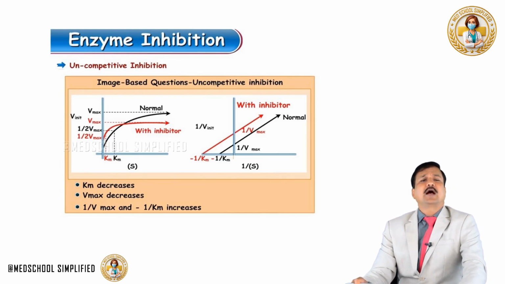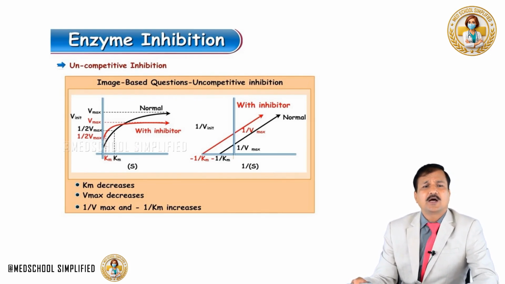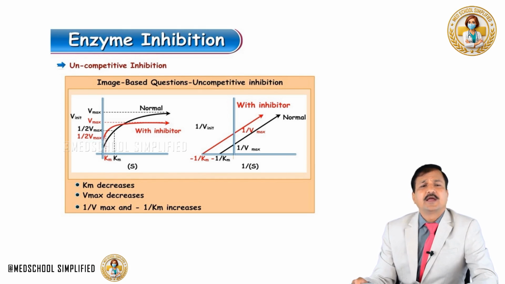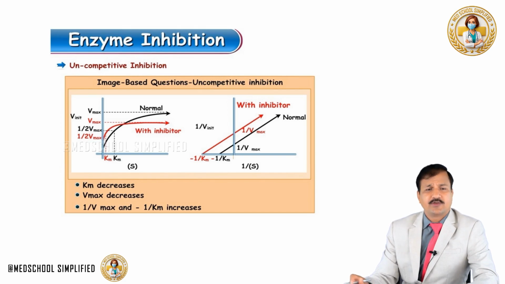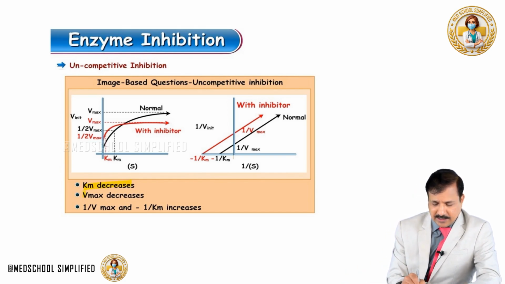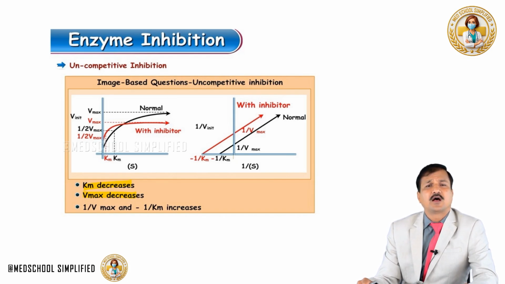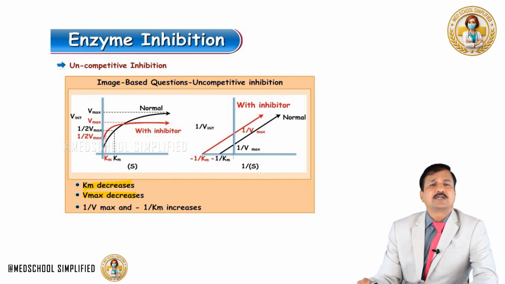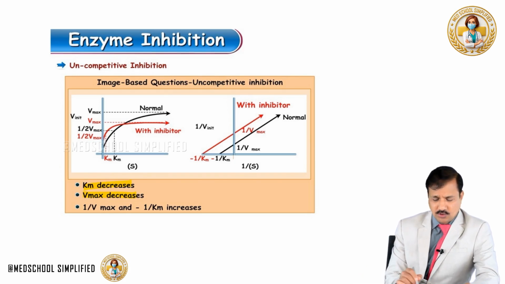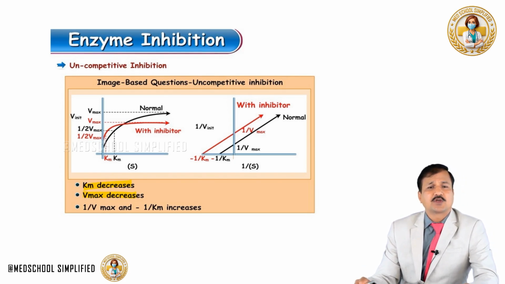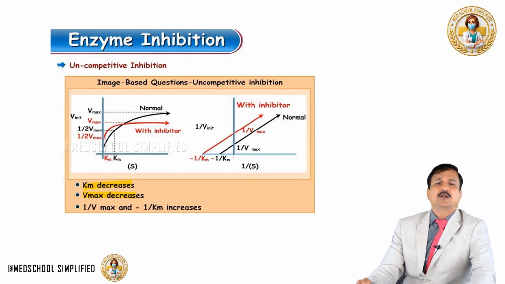Now let's move on to uncompetitive inhibition. Uncompetitive inhibition, as you see here, is going to decrease the Km and also decrease the Vmax, as you see in the Michaelis-Menten plot and also the Lineweaver-Burk plot. In both plots, you can see that in the presence of uncompetitive inhibition, there is a decrease in the Vmax and also a decrease in the Km. So Km is decreased and Vmax is also decreased here. So both are decreased.